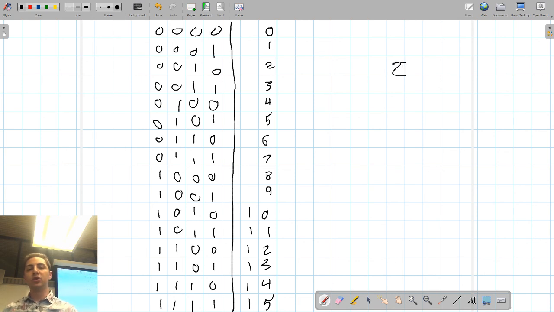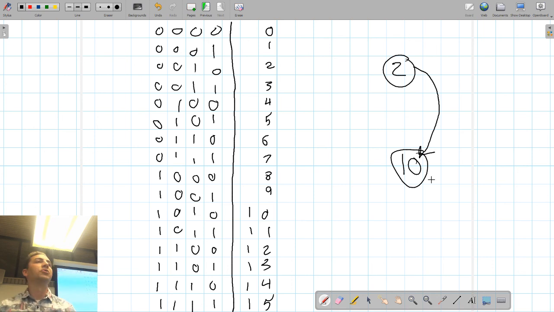We've got the base 2 number system. We've got the base 10 number system. We've talked about how we go from 2 to 10. You just look at each place value and multiply by its power. It would be nice to know how to go from 10 to 2. And this is also pretty simple.